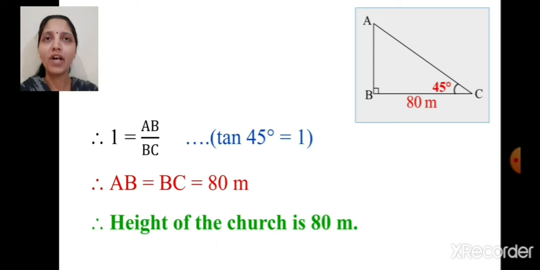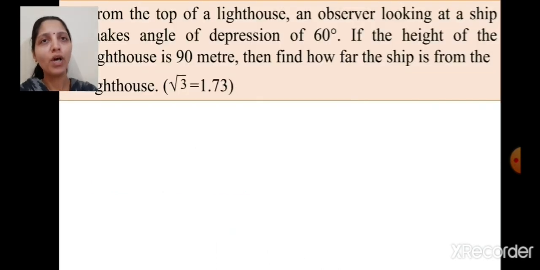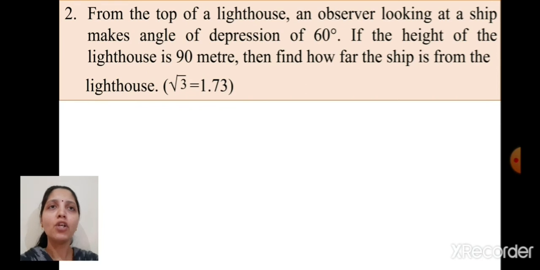I hope you all have understood this. Let's solve one more question here. From the top of a lighthouse, an observer looking at a ship makes an angle of depression of 60 degrees. If the height of the lighthouse is 90 meters, then find how far the ship is from the lighthouse. So here we have to find the distance of the ship from the lighthouse, and the angle of depression is given. That means the ship is lower than the observer and the horizontal line. So we have to draw an inverted triangle.